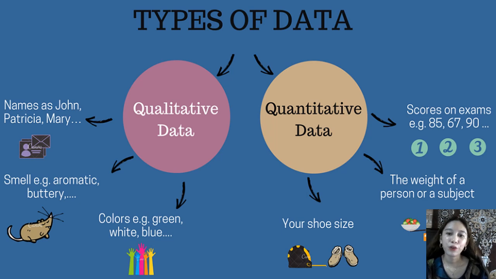As shown, we have here the table of the types of data, the qualitative data and the quantitative data. In the qualitative data, we have names such as John, Patricia, Mary, smells such as aromatic and buttery, and colors like green, white, and blue. While in the quantitative data, we have, of course, examples like scores on an exam, the weight of a person or a subject, or shoe size. So what do you think are the differences of the qualitative from the quantitative? And what do you think is the definition of these two? So let us see and find out.